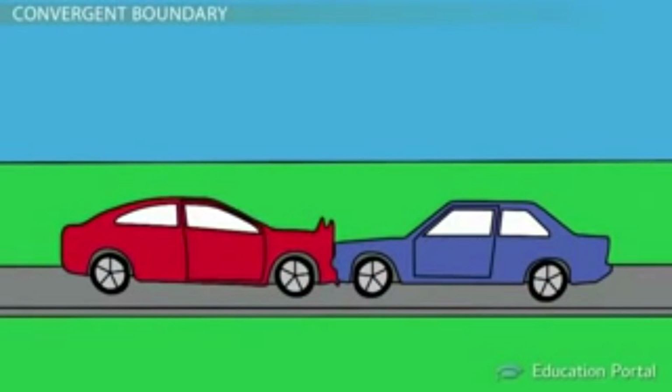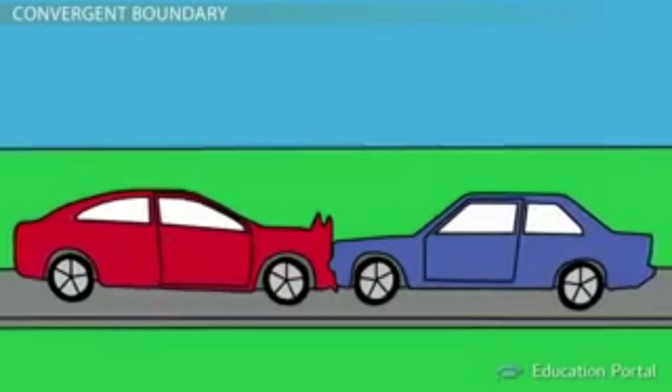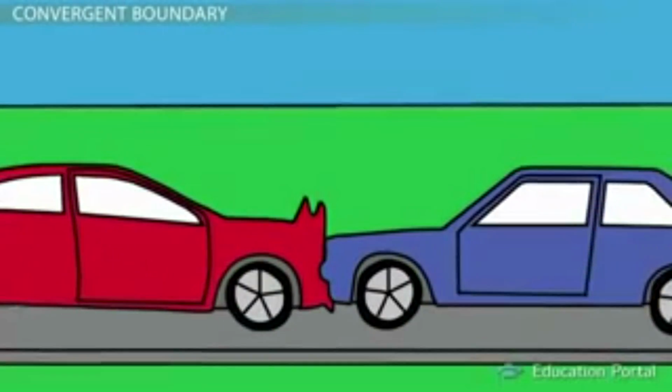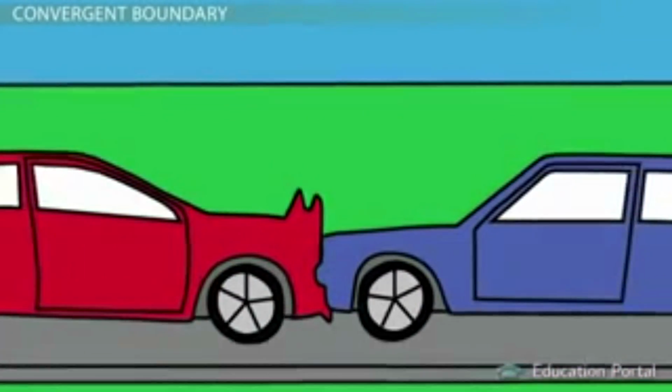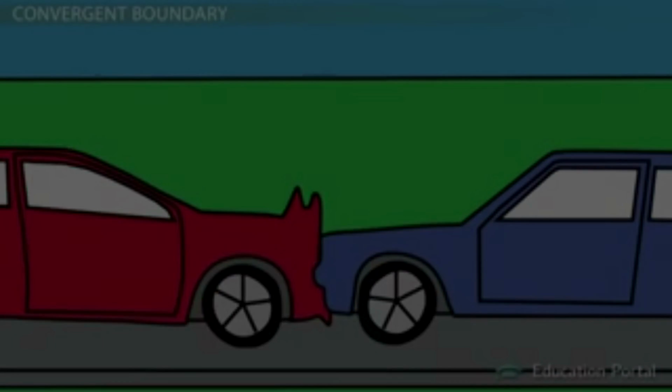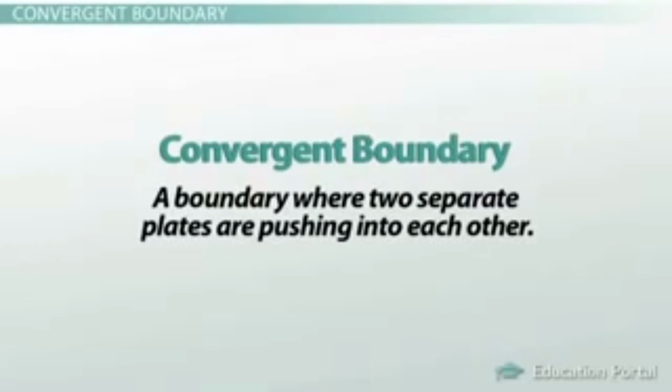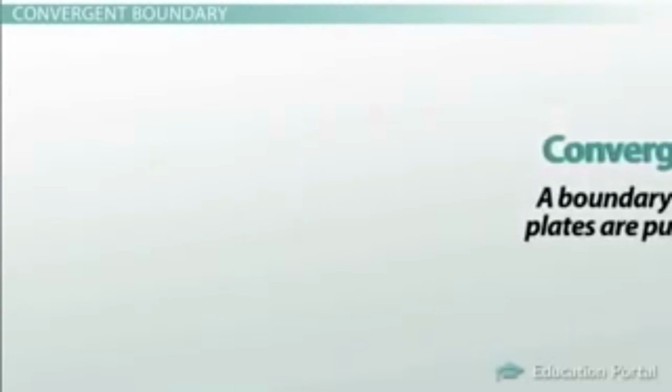When cars impact each other or another solid object, the energy is transferred to the cars themselves, showing up as dents, ripples, or cracks. Plates also show telltale signs of colliding too. This happens at a convergent boundary. A convergent boundary is a boundary where two separate plates are pushing into each other.